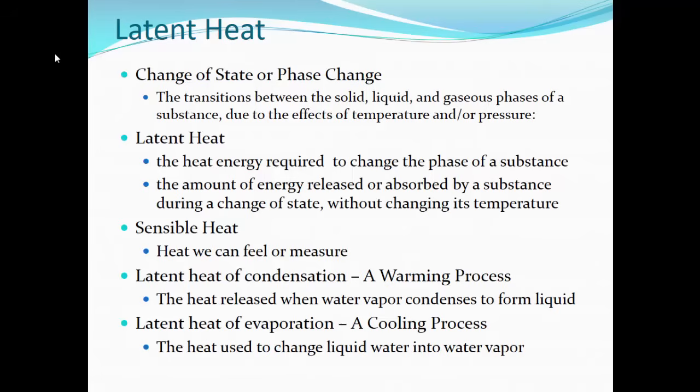The latent heat of condensation is a warming process. When water vapor condenses to form a liquid, heat is released. The latent heat of evaporation is a cooling process. Heat is used to change liquid water into a vapor. To break liquid water molecules apart into vaporous water, you use heat, and it's a cooling process. The opposite occurs when condensation occurs. When vapor condenses into a liquid, that same heat is then released.